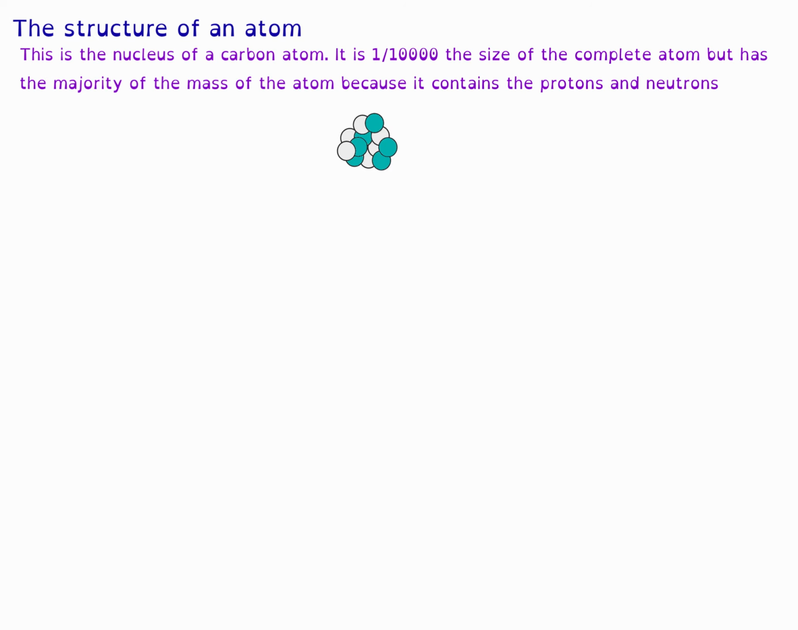This is the nucleus of a carbon atom. It is 1/10,000th the size of a complete atom, but has the majority of the mass in the atom because it contains the protons and the neutrons.